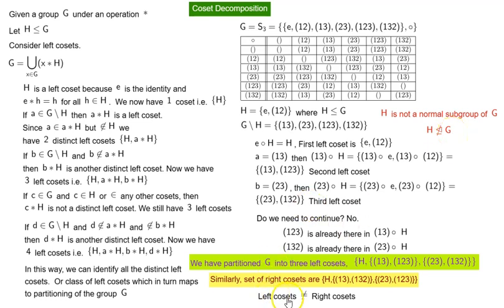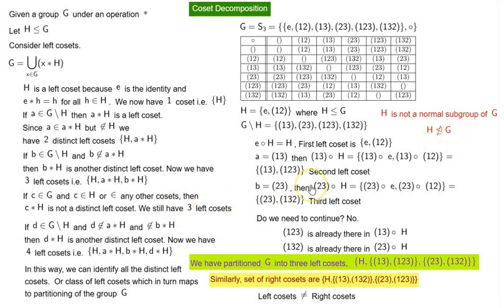Now, if left cosets are equal to right cosets, maybe in some other example, then we would say that H is a normal subgroup of G. And in that case, we would write H without this slash, just the left-sided triangle and equal to G.